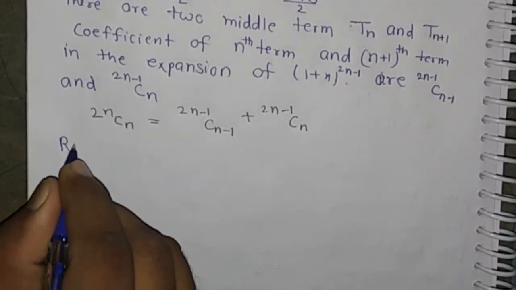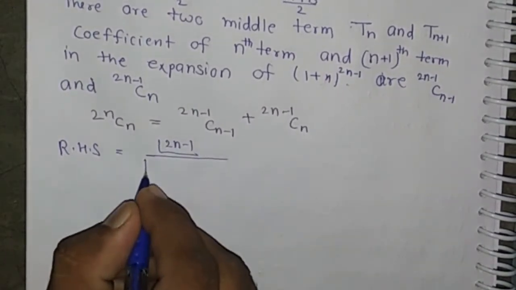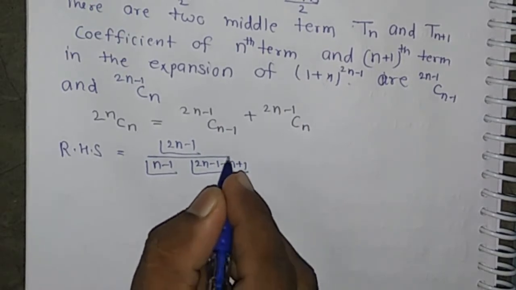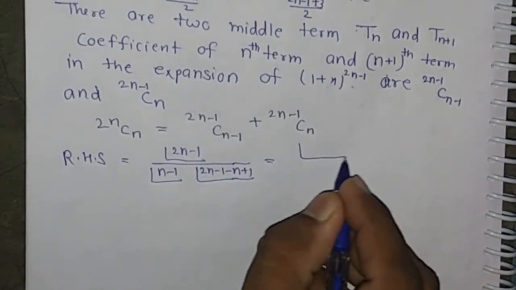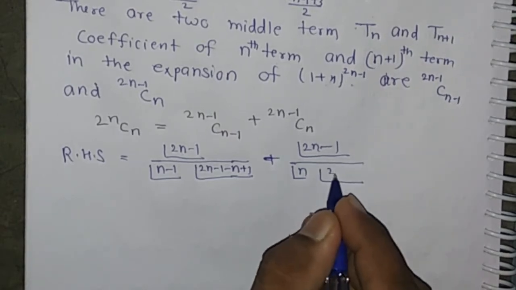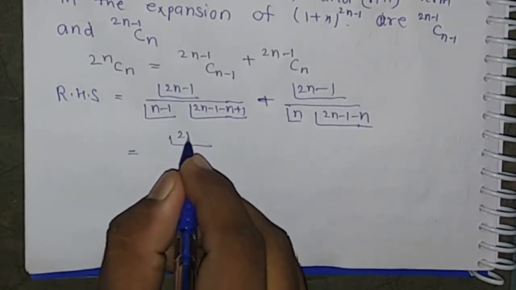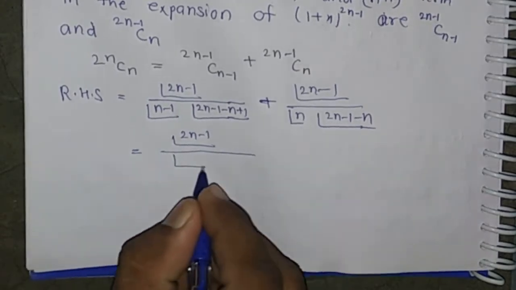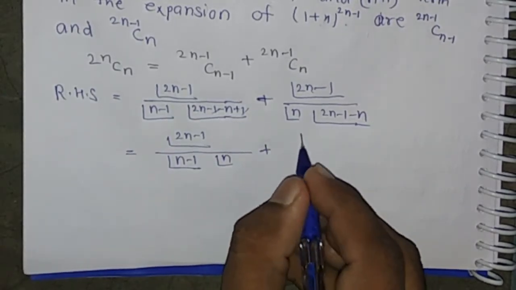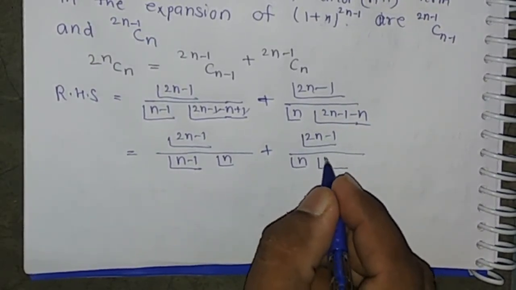Firstly we take the RHS and expand it: (2n-1)! / [(n-1)! (2n-1-n+1)!] + (2n-1)! / [n! (2n-1-n)!]. Now, (2n-1)! / [(n-1)! n!] plus (2n-1)! / [n! (n-1)!].